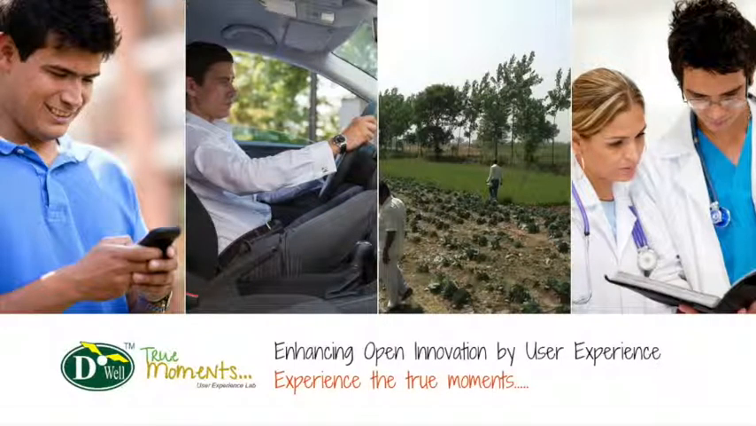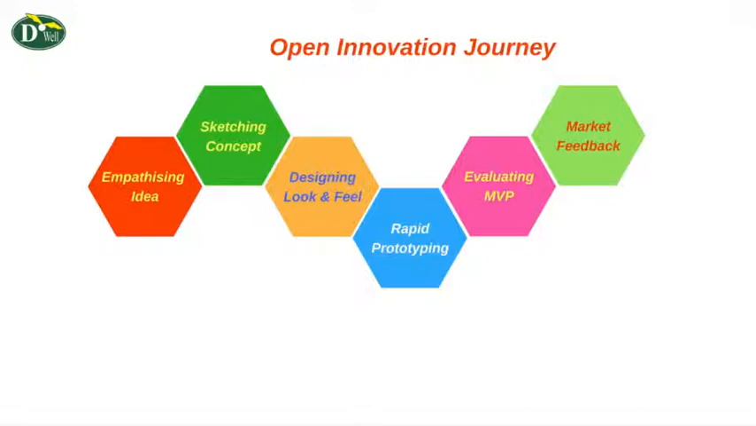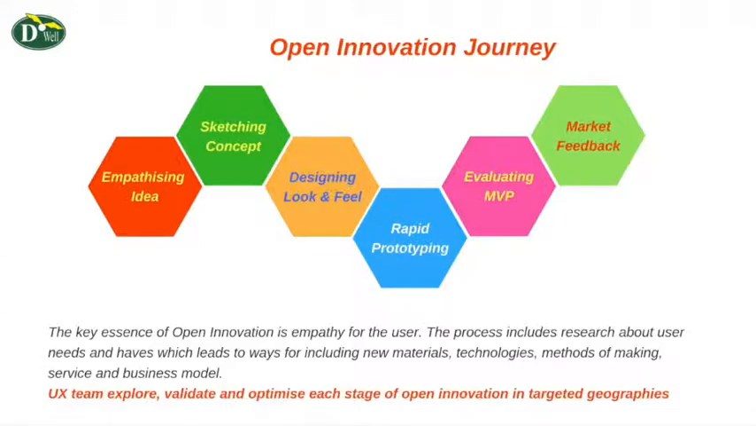Okay, in open innovation, I will explain a simple model of open innovation. This is the model most of our clients are using. It's a 6-step model, and empathizing idea is the first step. Then it goes to sketching the concept of the product, developing and designing the look and feel of the product, then rapid prototyping, then the next stage is evaluating the MVP and market feedback. These are the 6-stage gates of open innovation commonly used by most of the clients.